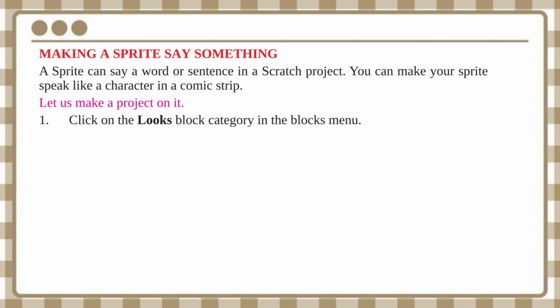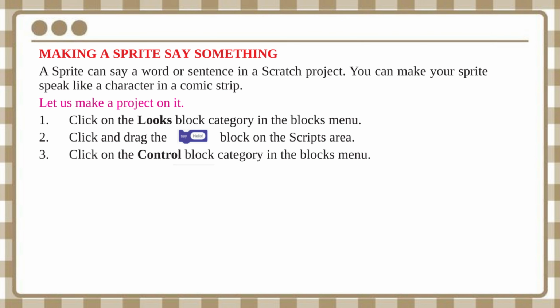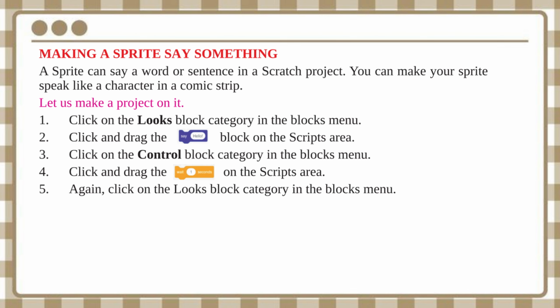1. Click on the Looks block category in the Blocks menu. 2. Click and drag the Say Hello block on the Scripts area. 3. Click on the Control block category in the Blocks menu. 4. Click and drag the Wait 1 second block on the Scripts area. 5. Again, click on the Looks block category in the Blocks menu. 6. Click and drag the Say Hello for 2 seconds block on the Scripts area.